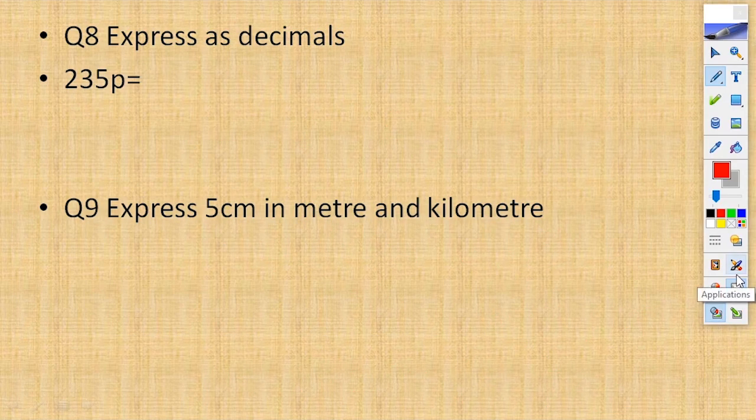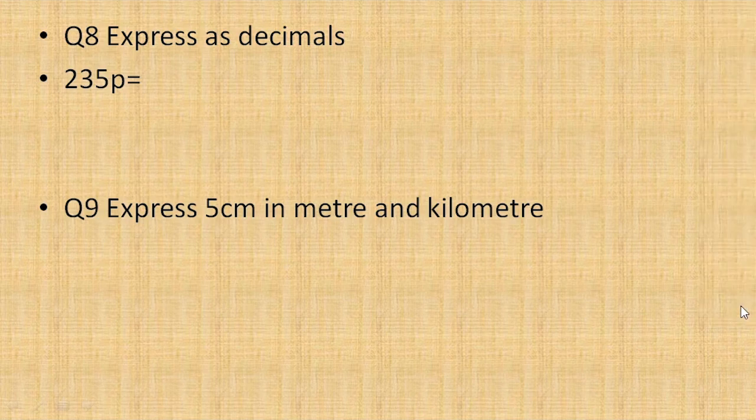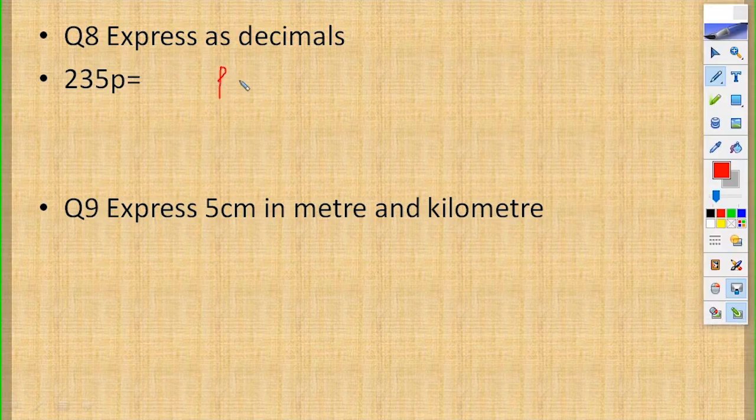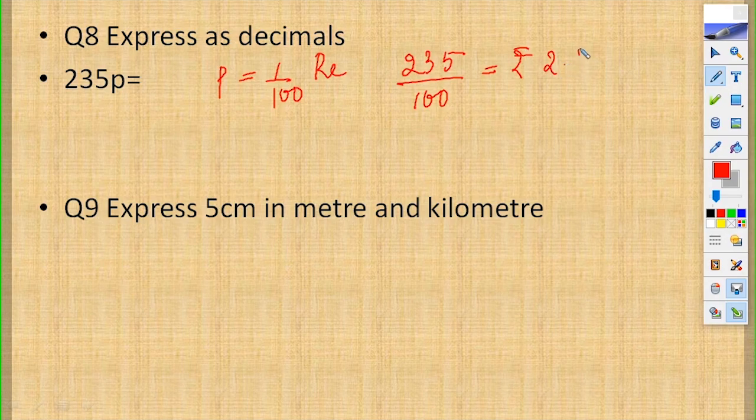Express as decimal 235 paise. You know, 1 paisa is 1 by 100 of a rupee. So 235 paise I will divide by 100. What will I get? 2 decimal places, 2.35 rupees, 2.35.